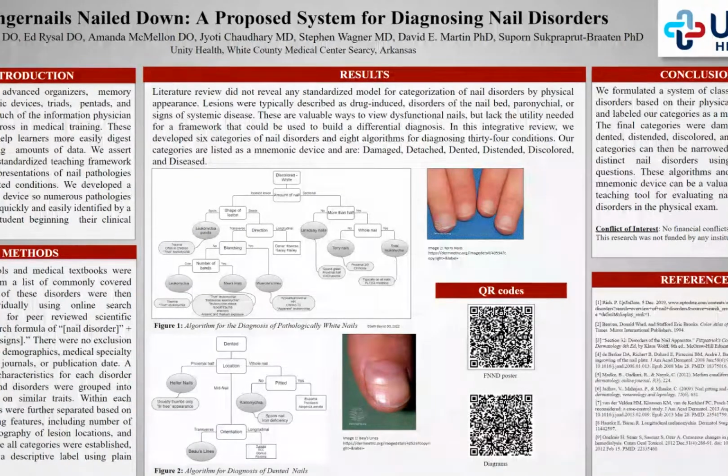So let's look at our picture here in the middle of the poster. This is a picture of Terry's nails. In order to make this diagnosis, we would say this is a discolored nail, specifically white, and it is a section of the nail rather than an isolated lesion. So, we move to the next question.